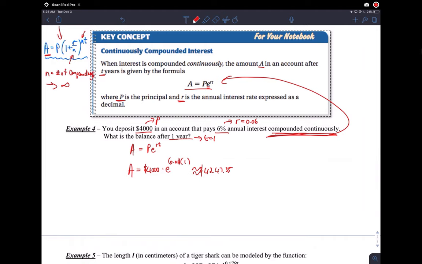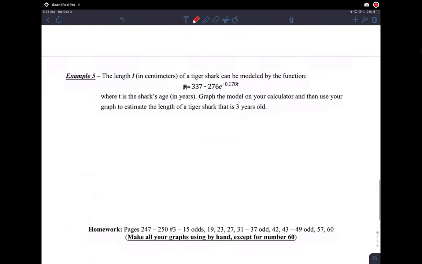Definitely faster growth than this compounded interest formula that we learned last class. So that's the gist of that.